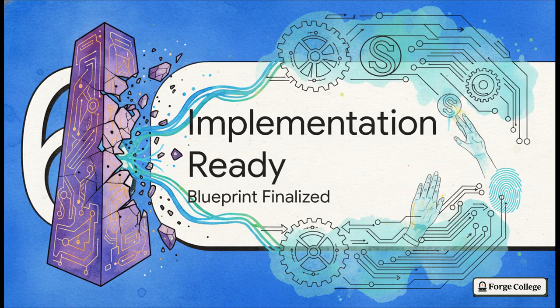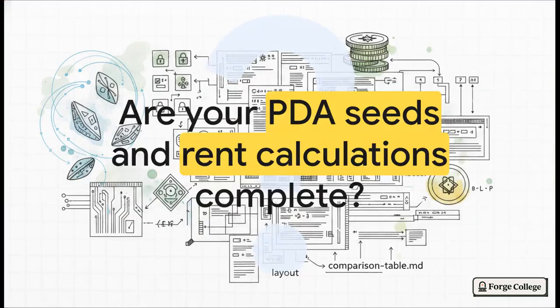And finally, Section 6, ready for implementation. As we wrap up this drafting session, ask yourself one final question. Are your PDA seeds and bump logic clearly defined? Are your rent calculations complete? If you've done the work in your blueprint documents, the answer is a resounding yes. You've mapped the seeds, you know exactly how big the accounts are, and there's simply no ambiguity left.